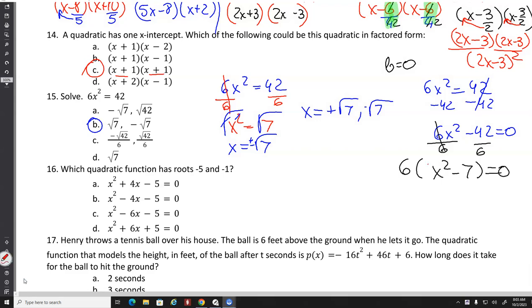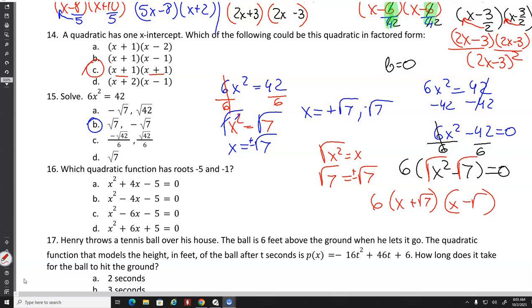And now, if we square root both sides, again, the square root of x squared will equal x, and the square root of 7, we simply leave as square root of 7, plus and minus here. We cannot simplify the root of 7. So when we put it into our parentheses, with the 6 in the front, we're going to have x plus root 7 and x minus root 7. And when we set it equal to 0, this is going to be negative root 7, and this is going to be positive root 7. So again, the correct answer would be B.